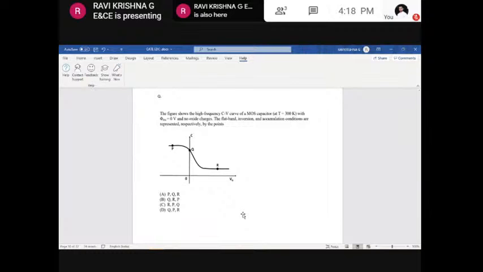Okay, now let's move on to the next question. Here it is again based on the MOS capacitor. This question is based on MOS capacitor.